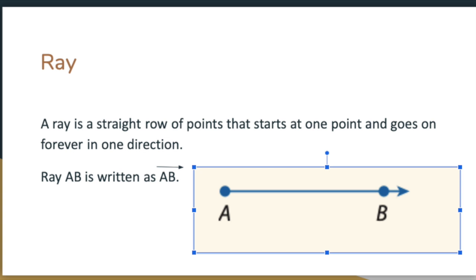A ray is when we start at a point and then we want it to go on forever in one direction. It can go in either direction. In this case, they decided that they wanted to go toward B, toward the right. So they have a dot above A, meaning it starts at point A, it goes through point B, and just goes on forever and ever.